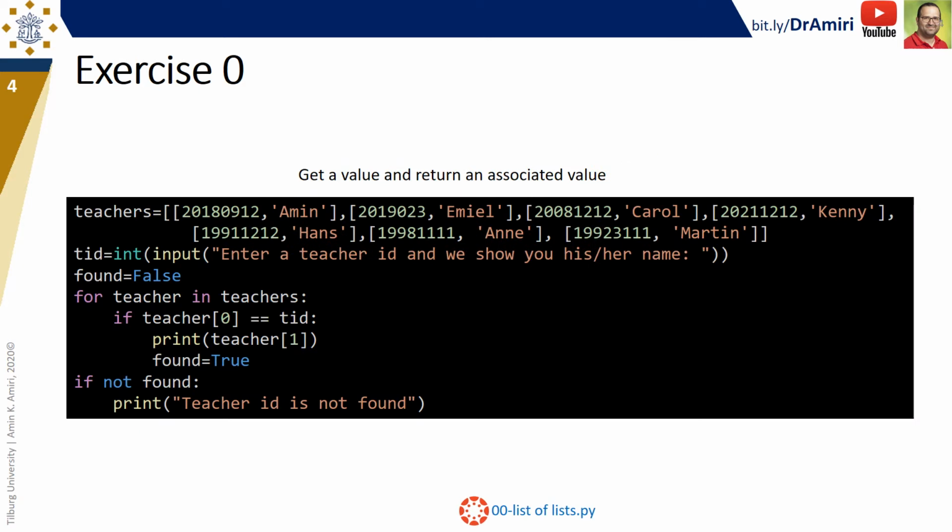Here is the answer to this question. As you can see here, we have a list of lists called teachers. We get a value from the user and we try to look for that value, which is a teacher ID in the list. And we then at the end print the associated value, which is the name of that teacher. If we don't find the teacher, we print teacher ID is not found.